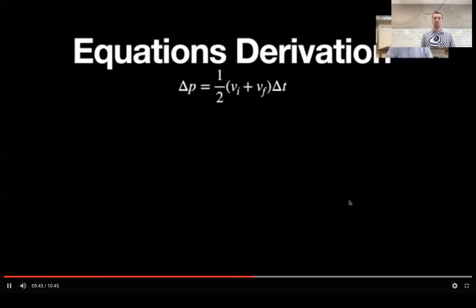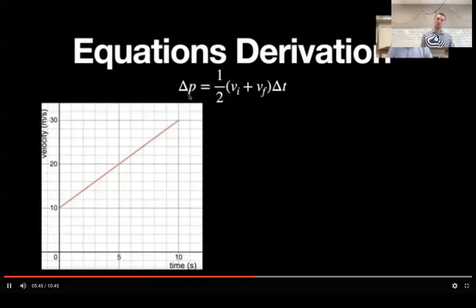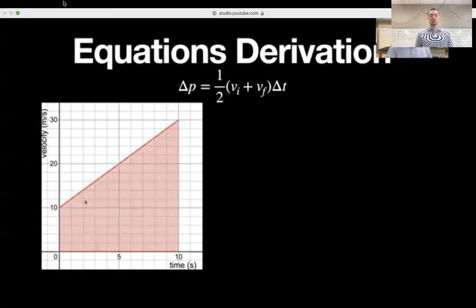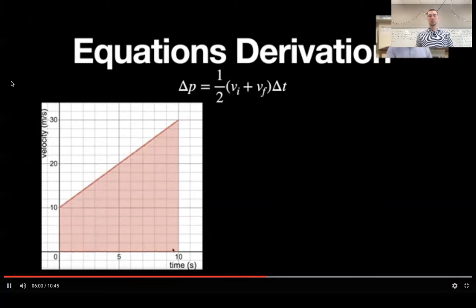Let's skip around a little bit and move to the third equation, because this one is kind of easy to understand where it came from. So delta P is another word for displacement or change in position. And we're going to go again back to our velocity versus time graph. Where do we see displacement on a velocity versus time graph? Hopefully you remember that it's the area between the velocity function and the horizontal axis.